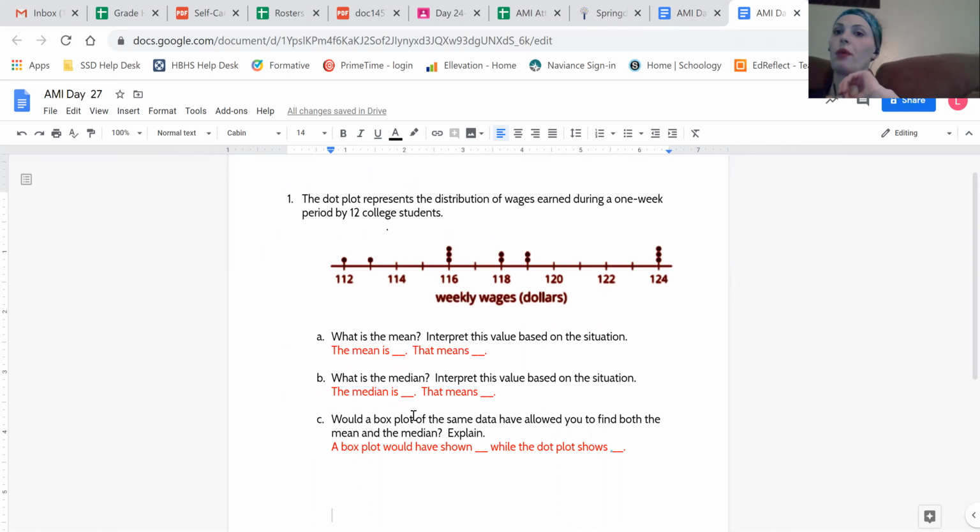So again, would a box plot of the same data have allowed you to find both the mean and the median? And we just talked about that. Just explain. And you could say a box plot would have shown blank while the dot plot shows blank.